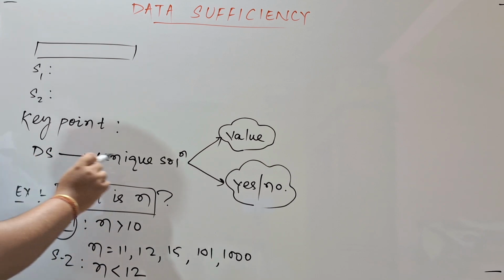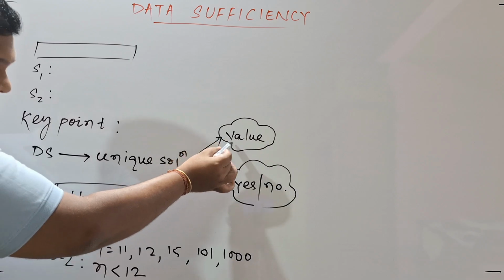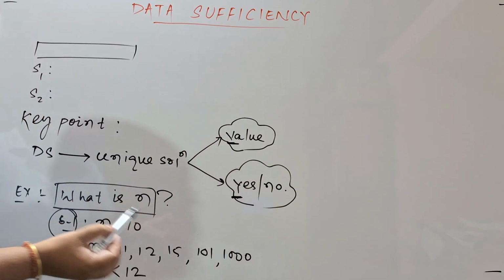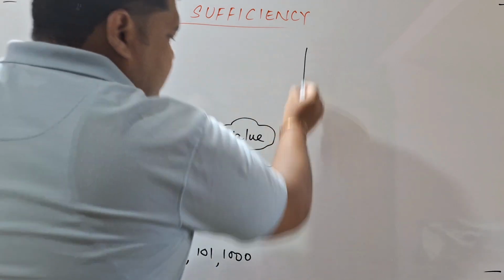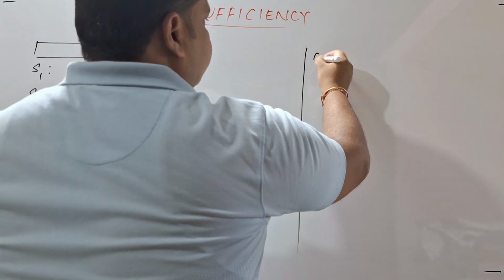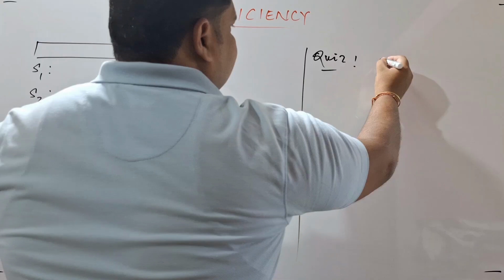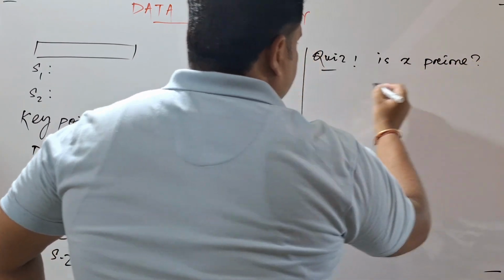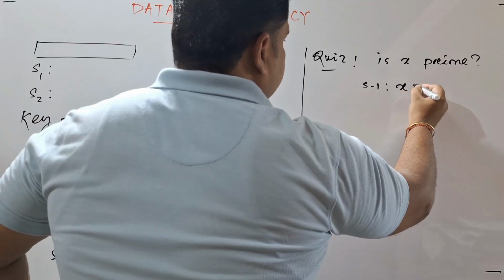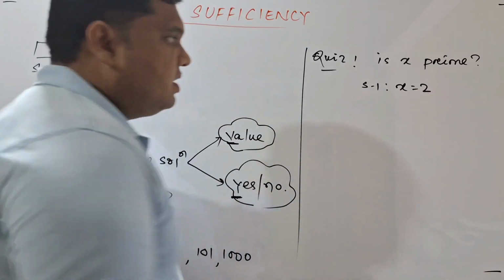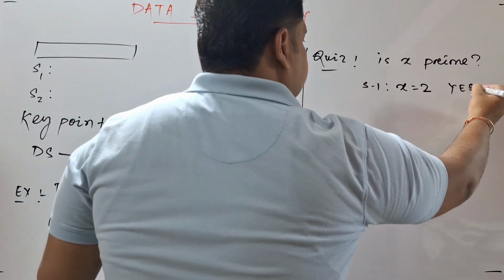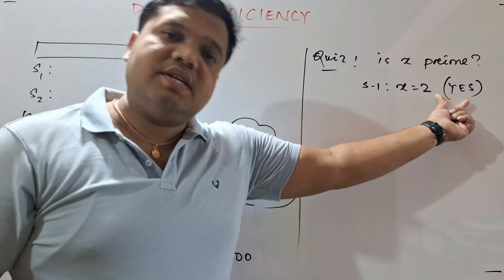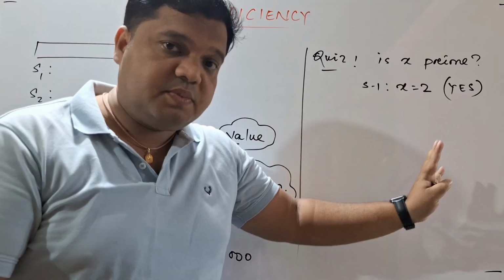So in DS we have to check for a unique solution. We have to think about the value, or we can also answer by saying yes or no. What does yes or no mean? Suppose the question is: is x prime? Suppose statement number 1 says x is equal to 2. Is 2 prime? You say yes. Yes means a straightforward answer, one solution. One solution means it is unique. Statement 1 alone is sufficient.